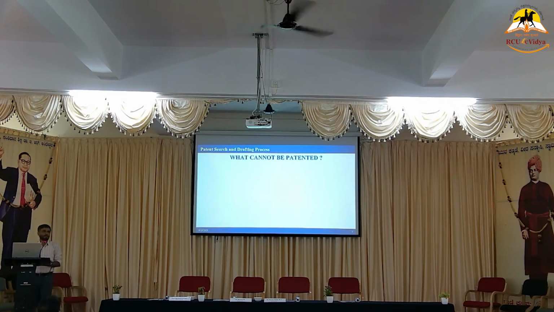So what cannot be patented? This is very important. An invention which is spurious or which claims anything obviously contrary to well-established natural laws. So what is the natural law? There are certain natural laws. Any machine to be run needs an energy or power source. If your idea says that we don't require anything else, that is against the natural law. You cannot do it, because any machine, any equipment needs energy.